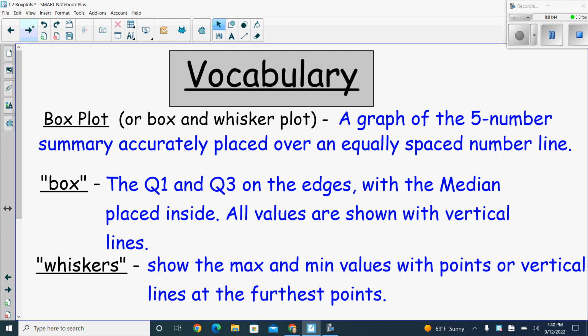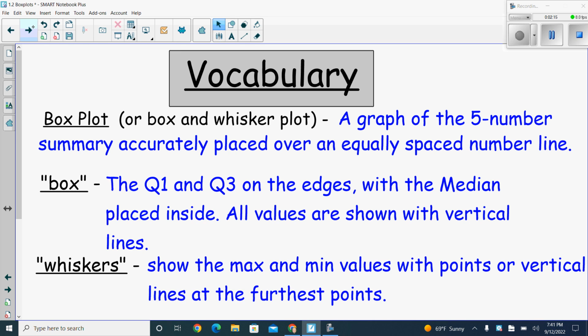So our vocab: a box plot, sometimes called a box and whisker plot, is a graph of the 5-number summary accurately placed over an equally spaced number line. As we talked about finding the 5-number summary, we need to have values in order from least to greatest. One of the big deals for a box plot is to make sure that you have an equally spaced number line underneath so that you see any kind of stretches of that box and whisker plot.